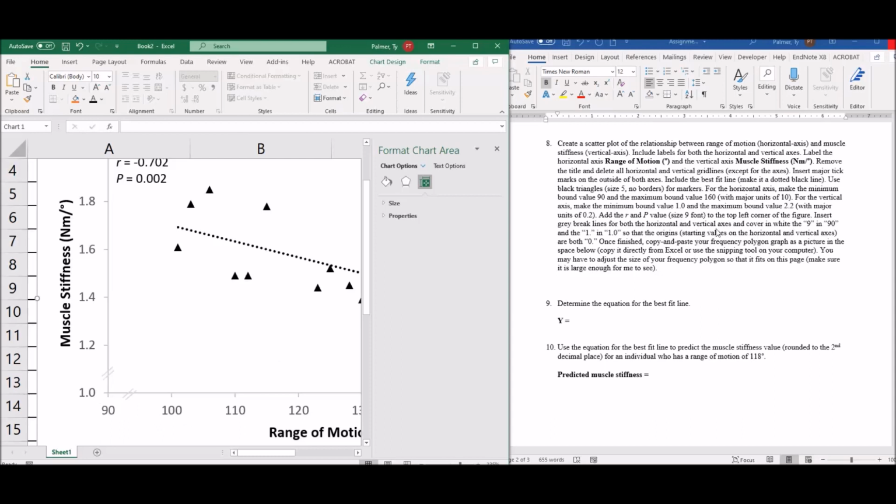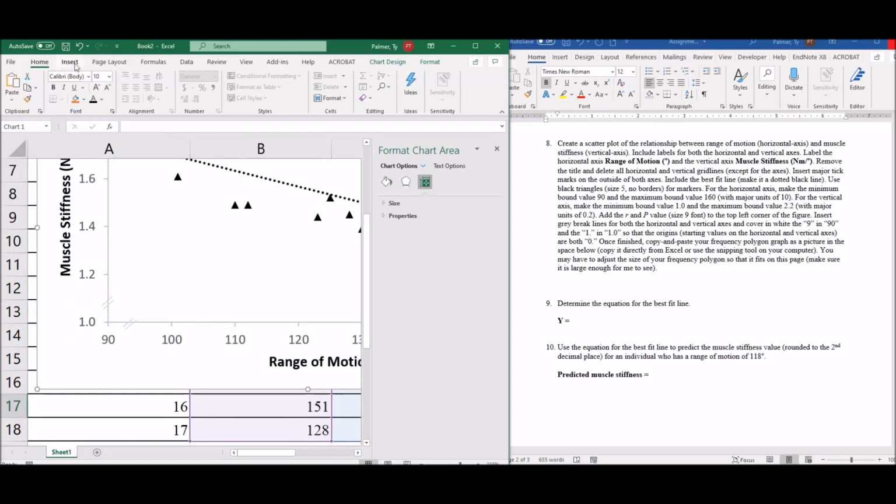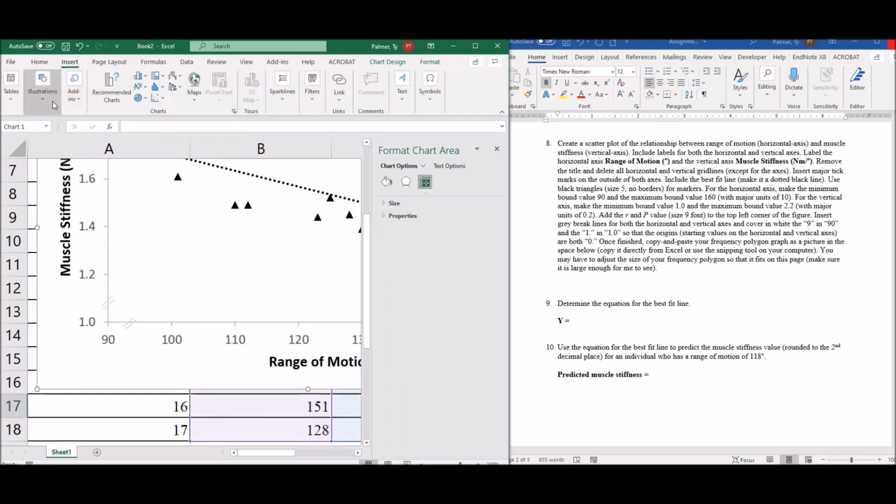So it says next we've got to cover in white the 9 and 90. Let's go ahead and do that. Here's a trick. You might be saying, well, what are we trying to do? We're trying to make these origins 0. In a good, high quality graph such as this, we want to make the origin 0. And to do that, you can highlight your graph, to where it's highlighted around the border.